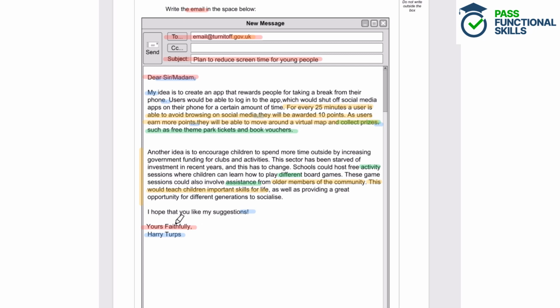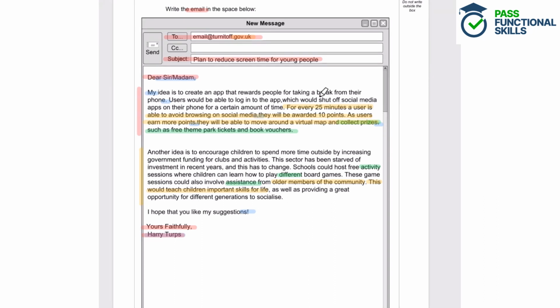Now remember that yours faithfully is used when we don't know the recipient's name, and yours sincerely is used when we do know their name. Finally, we have the name of the sender. We've also got paragraphs, and you need to be using paragraphs in every single answer that you write. This will help to break up the text and make it easier for the reader to understand.